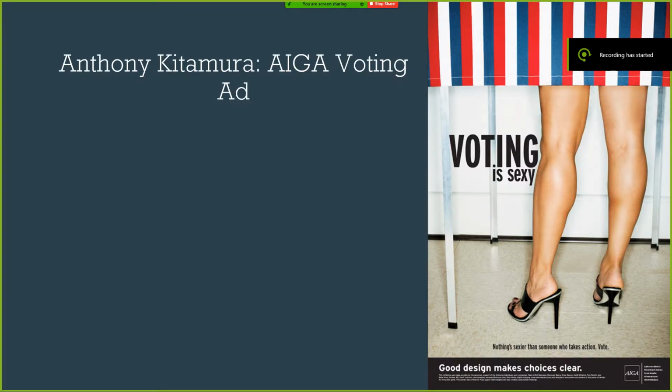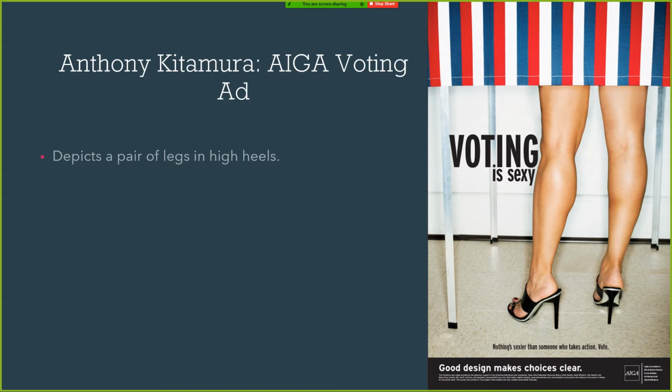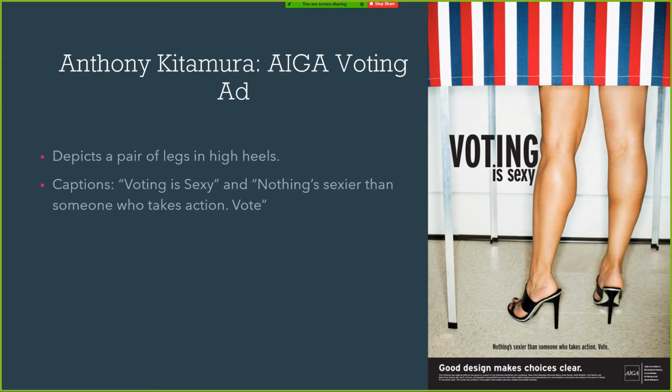Okay, so I randomly found this ad actually while browsing the internet. I thought it was fitting because of the ongoing presidential election. This ad is sponsored by the American Institute of Graphic Arts and is trying to persuade more people to vote. It depicts a pair of legs and high heels inside a voting booth. The image is also captioned with "Voting is sexy and nothing sexier than someone who takes action. Vote." The ad is clearly utilizing sex appeal to try and get more voters to go out and vote.